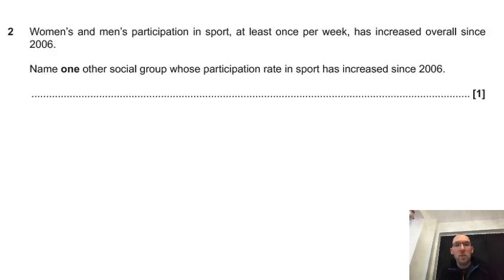Number 2, women and men's participation in sport at least once per week has increased overall since 2006. Name one other social group whose participation rate in sport has increased since 2006. So it says most gain the marks for this, with many identifying disability as a valid social group. Now, what we found here was some of you were too general. An example of this is one person put age. Well, age isn't a social group, but old age is.